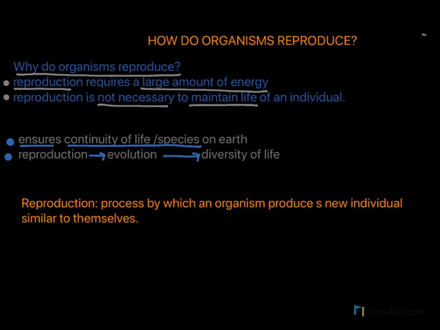So these are the two main aims of reproduction: to ensure the continuity of life or species on earth, and it plays an important role in evolution. So if we were to define reproduction, we would define it as a process by which an organism produces new individuals similar to themselves.